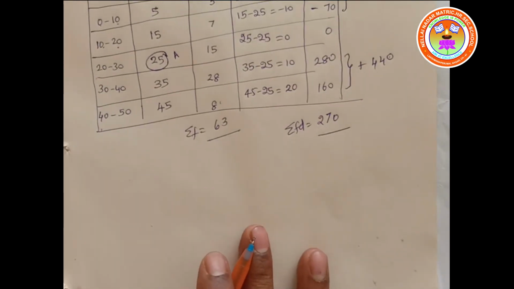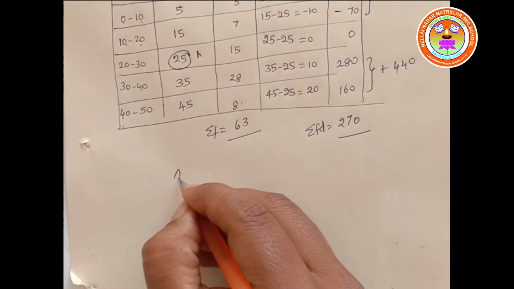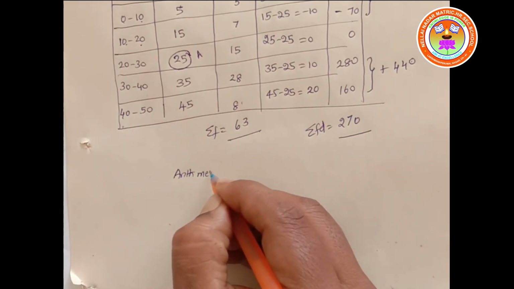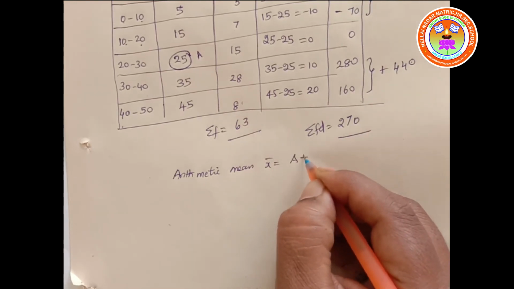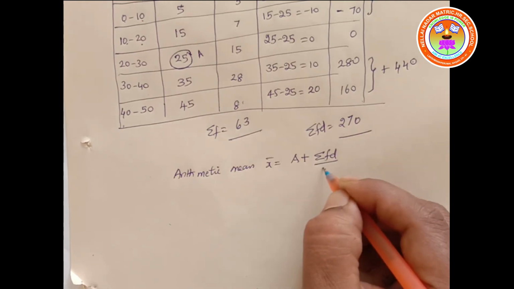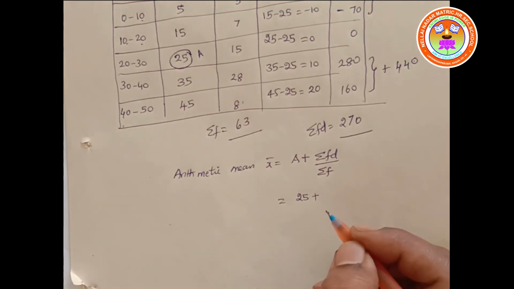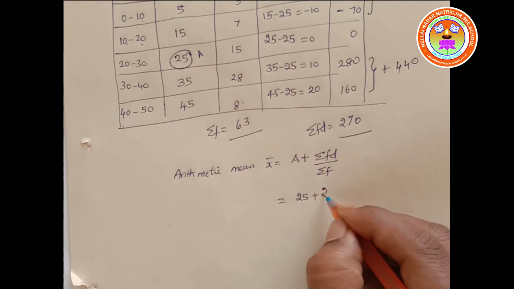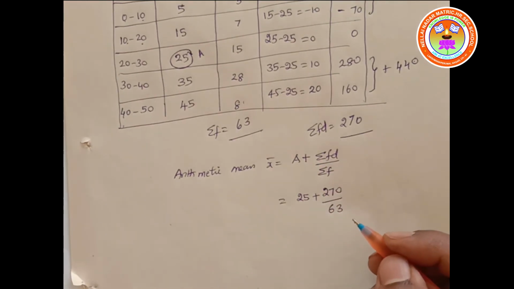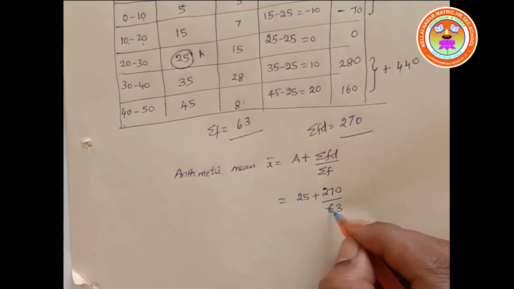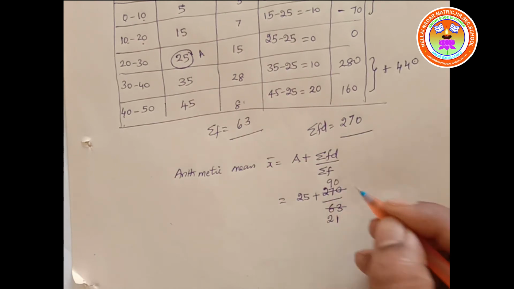Now the arithmetic mean formula is x bar equal to assumed mean plus sum of f into d by sum of f. A is what? 25 plus sum of f into d is 270 divided by sum of f is 63. It's clear, children? 3 2s are 6, 3 1s are 3, 3 9s are 27.